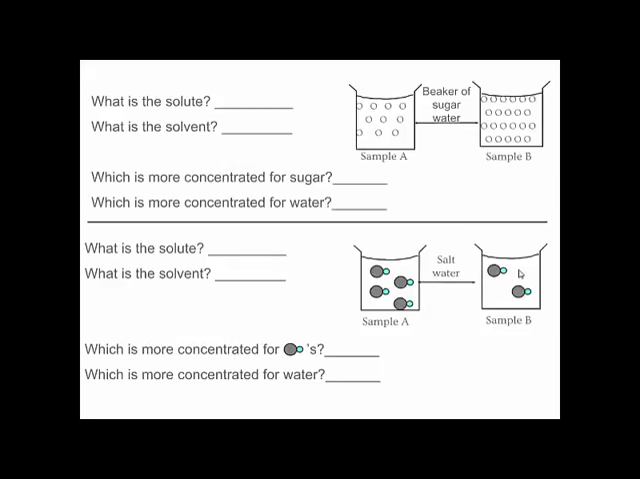So some simple examples here. We have some sugar water. Grace, what's the solute? Sugar. And the solvent? Water. Which has a higher concentration of sugar? Jake? Sample B. Which has a higher concentration of water, Jake? A.